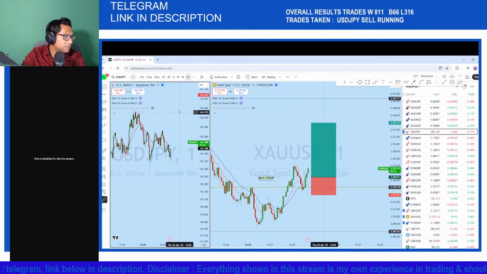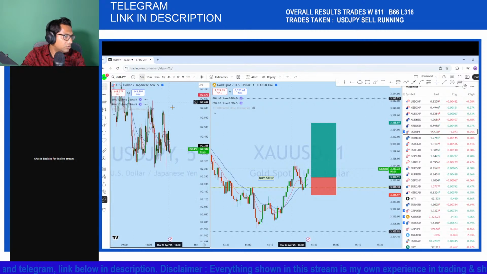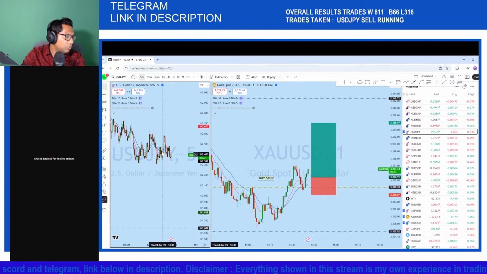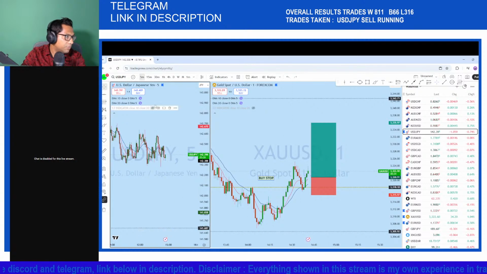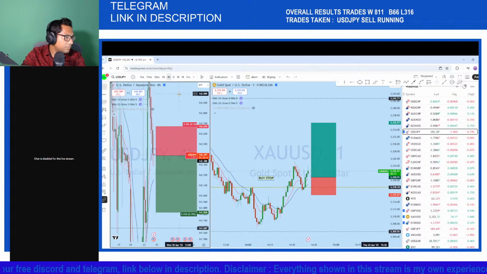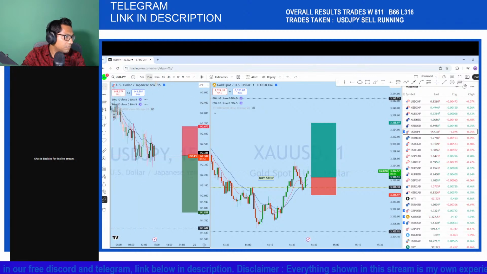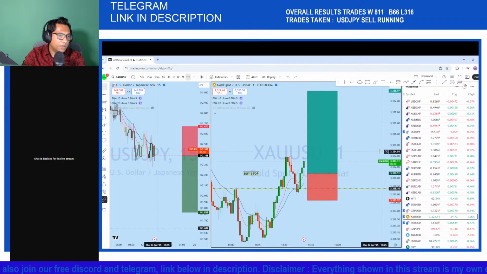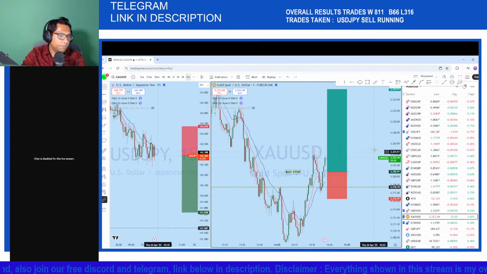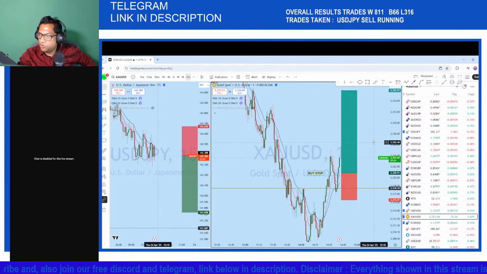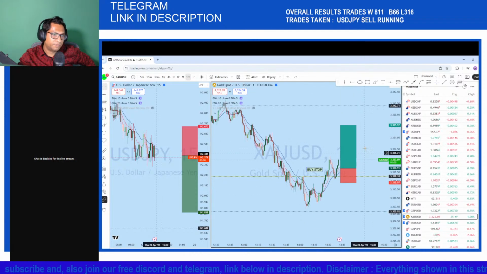Dollar yen again just trying to drop but struggling, but I think if it breaks below here, we could see that coming back to the support level here on dollar yen. Okay, so here is XAUSD coming because it has broken that swing low. The probability for this market to go up is higher, and that's what we're waiting to see.